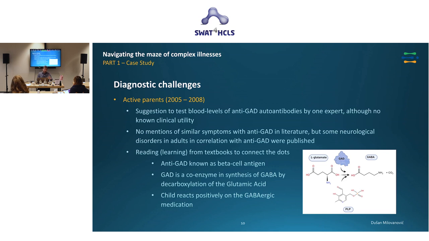In these discussions, and this is now important for my point, one diabetologist, who was accidentally in the room with another doctor, asked the parents whether tests for anti-glutamic acid decarboxylase autoantibodies were done. When asked why, he said, well, in the literature, around 15% of kids who are developing type 1 diabetes have these autoantibodies in blood. But there is no known clinical utility. The question was, what's the clinical utility of that? Well, none, probably. So it was left like that.